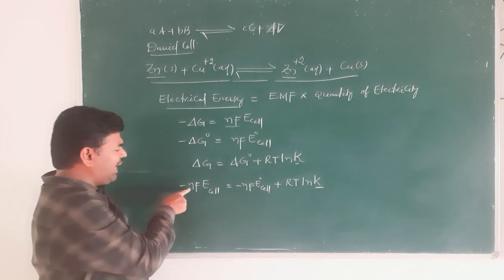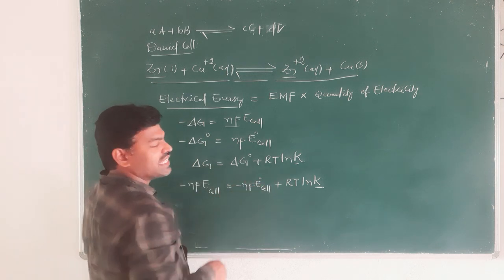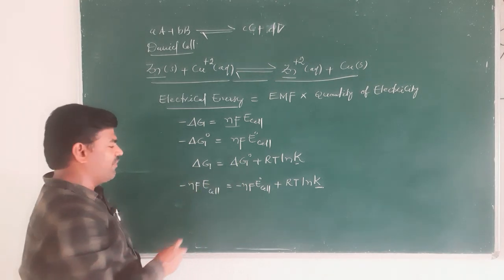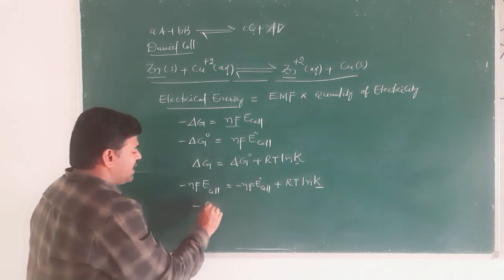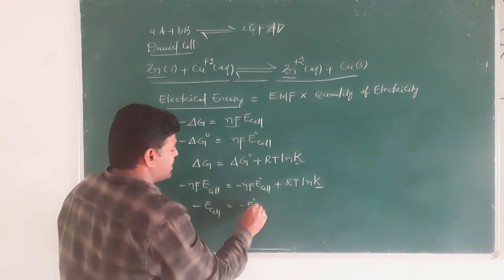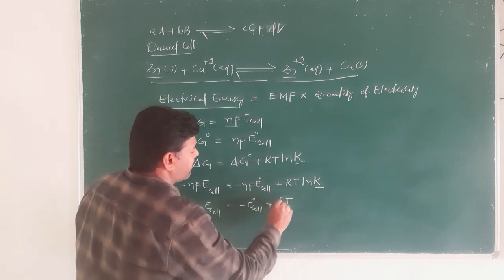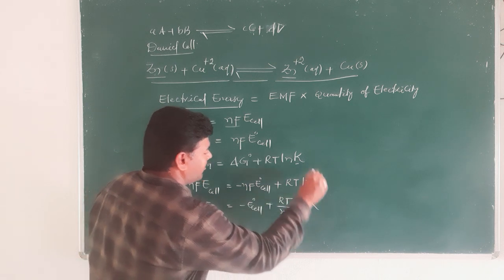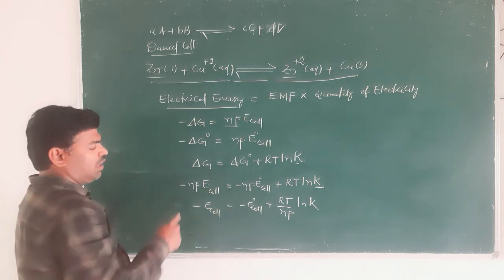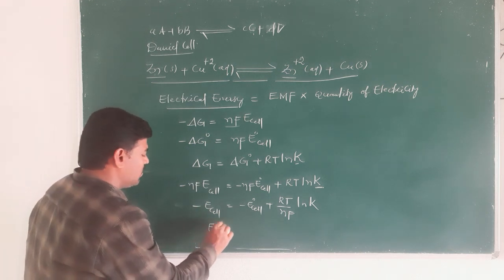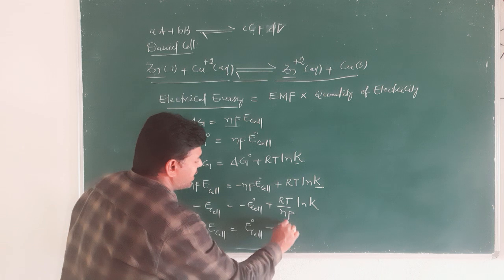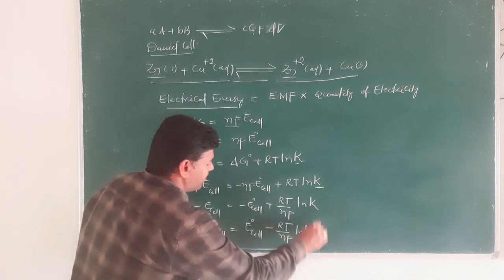So minus nFE cell is equal to minus nFE naught cell plus RT ln K. For convenience, I shall divide the whole equation by nF. So E cell is equal to E naught cell plus RT by nF ln K. And if we multiply by the negative sign to eliminate it, E cell is equal to E naught cell minus RT by nF ln K, right?